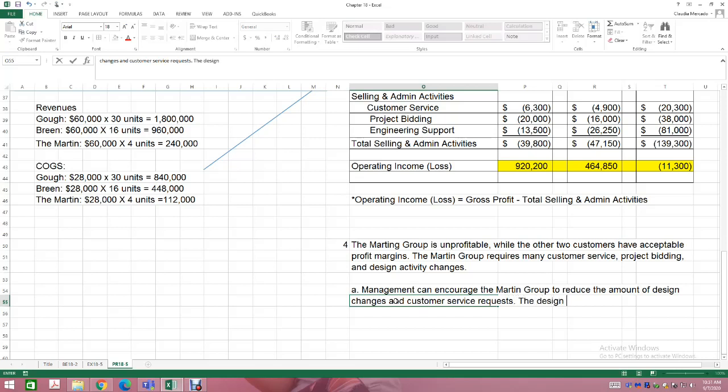The design changes. So remember, design changes are when they're asking to make modifications to the existing AC unit. So they're not getting a prefab kind of unit. They're wanting specifics done to it, changing it, and then for every change it costs money. Okay. So the design changes are probably driving the need for higher customer service requests.